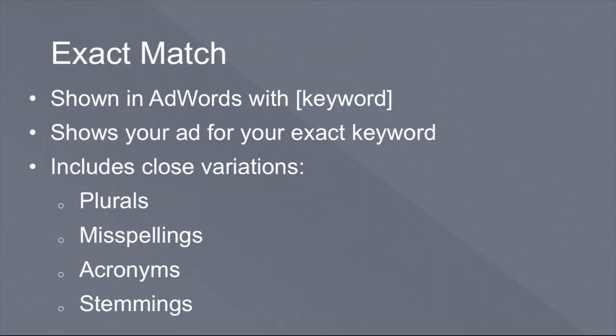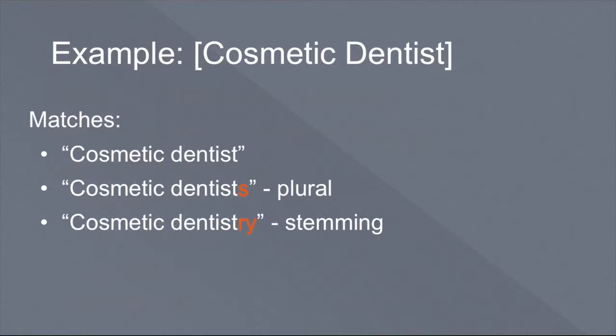So let me show you some examples. In the example for the key phrase cosmetic dentist, that's what we said. We want our ad to only be considered to be shown when someone types in the word cosmetic dentist. However, it will match cosmetic dentist. It will also match cosmetic dentists. So your ads could be shown for a plural. It will also match cosmetic dentistry, which is a stemming. So if you didn't want to show for dentists or dentistry, there are steps we have to take to handle that. And they're separate, and we'll look at that with negatives.